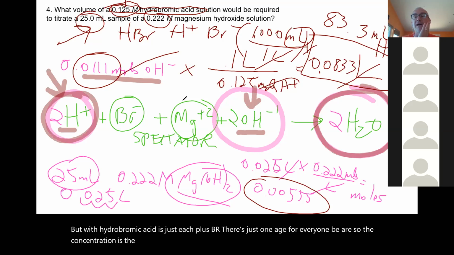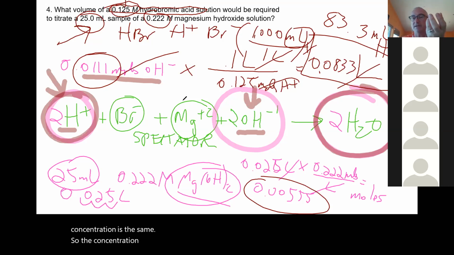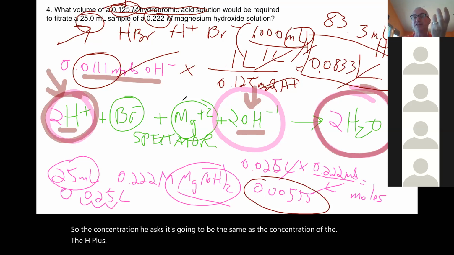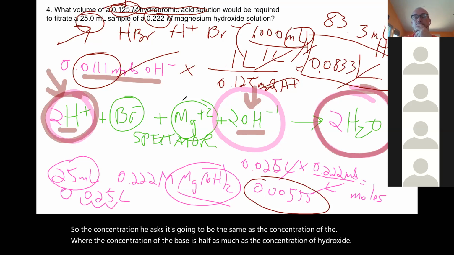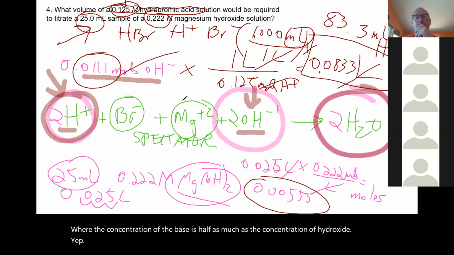Okay, I get it. Yeah, so the concentration of the acid is going to be the same as the concentration of the H plus, where the concentration of the base is half as much as the concentration of hydroxide. So the final answer is going to be 83.3 milliliters. Yep. Okay. Yep. Next question.